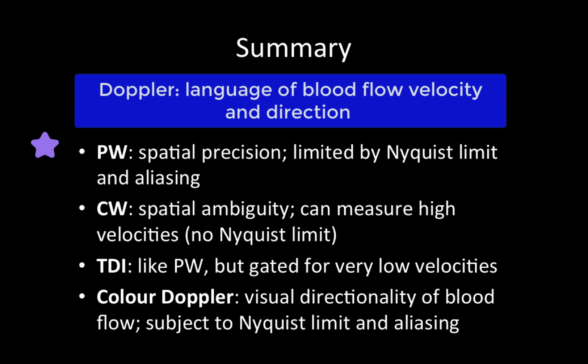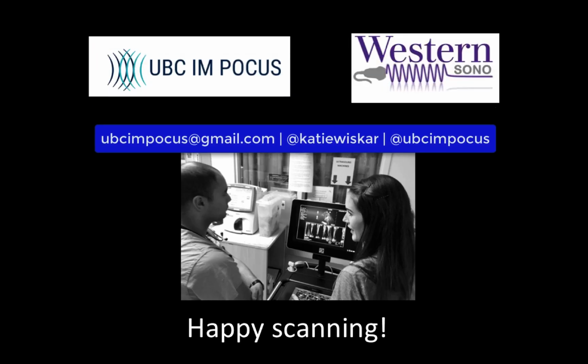CW, in contrast, has spatial ambiguity, but is good at measuring very high velocities. Tissue Doppler imaging is like PW, but is specifically gated for very low velocities, like movement of the myocardium. And color Doppler gives us some visual directionality of blood flow and is also subject to a Nyquist limit and aliasing.